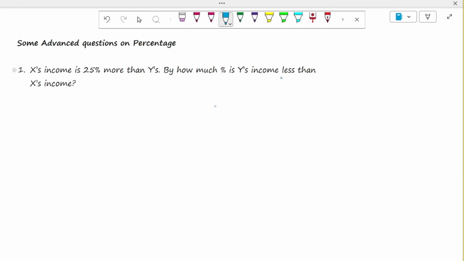You can clearly observe that these are percentage questions. What this question says is, X's income is 25% more than Y. By how much percent is Y's income less than X? Once you read such questions, they are actually a bit confusing.